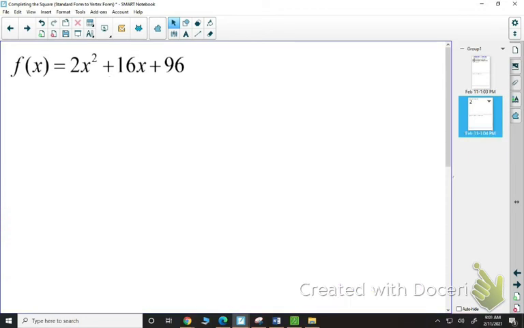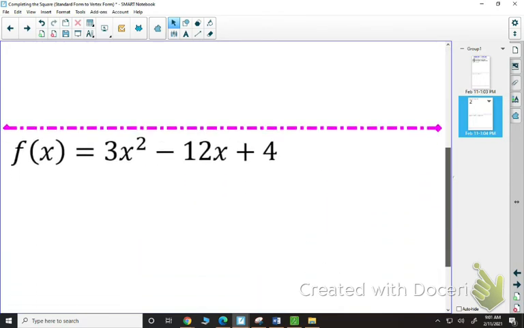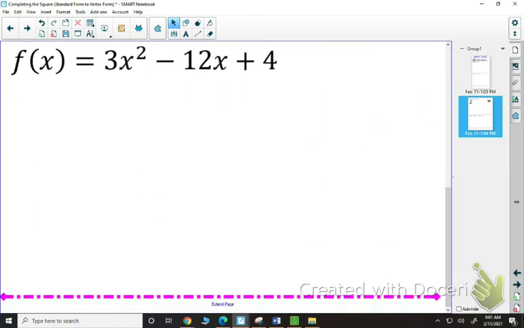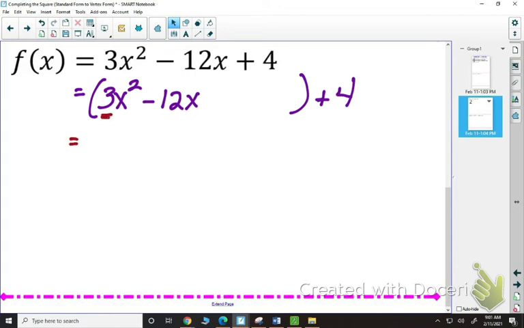Okay, I've got one more example for us today. This time I've got f of x equals 3x squared minus 12x plus 4. So just like the previous problem, we're going to group together the 3x squared and the 12x, and we're going to put the plus 4 at the end. And like I said in the previous problem, if we have a lead coefficient other than 1, we're going to factor that out. So if we have a lead coefficient of 3, we're going to factor out the 3. And we're left with x squared minus 4x, and then again we still have the plus 4 at the end here.